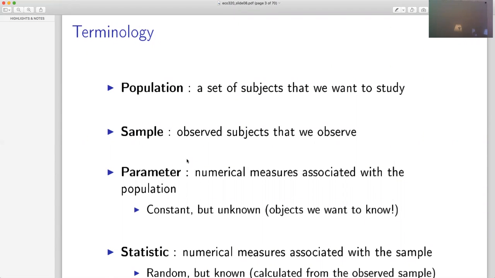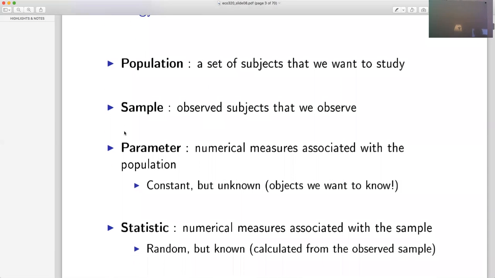So some terminologies you already learned. Population is just a set of subjects that we want to study. For example, we want to study the unemployment rate of the whole population in the US. That is the subject we want to study. But the problem is we cannot assess all the people. So we use a sample of observed subjects, and based on them, we try to get some estimation.